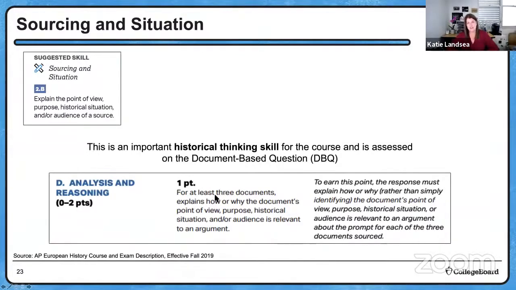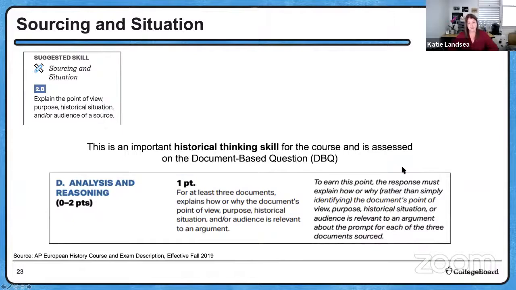In the DBQ, remembering that there are going to be 7 documents, for at least 3 of those documents, you need to explain how or why the document's point of view, purpose, historical situation, or audience is relevant to an argument. And as you can see in the little notes to the right, we need to not just identify the source or the purpose or the audience, but actually explain why it's relevant to an argument about the prompt for each of the 3 documents that you choose to do this with, if not more, which is always a good best practice. Todd and I will talk about that a little bit more tomorrow.